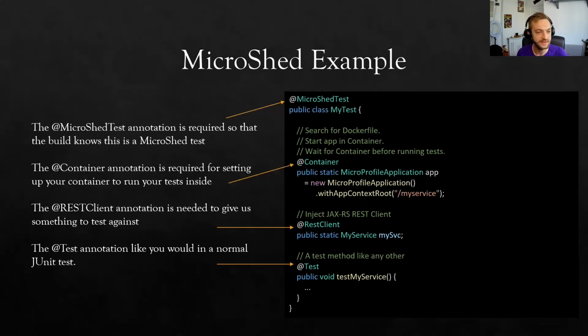The REST client annotation is needed to give us something to test against. So that's the REST client we're going to be testing against. And then just as you would with a normal JUnit test, the @test annotation says, okay, this is the test code we're going to run.